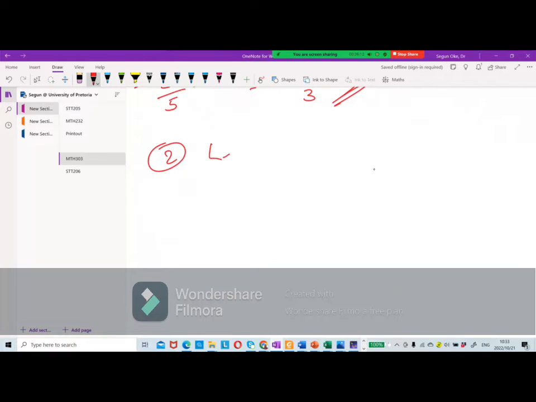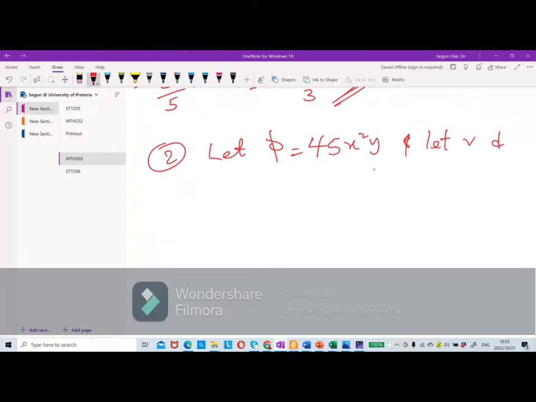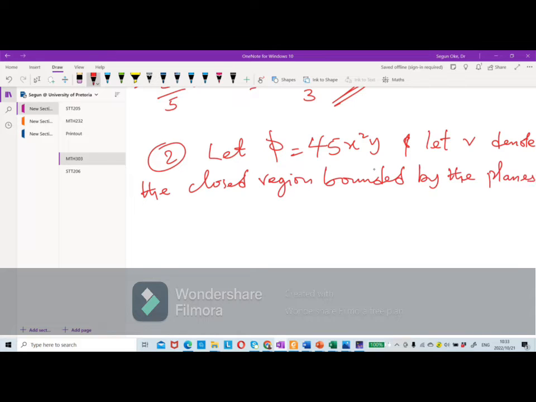Number 2. Let phi equals 45x squared y, and let V denote the closed region bounded by the plane 4x plus 2y plus z equals 8, x equals 0, y equals 0, z equals 0.